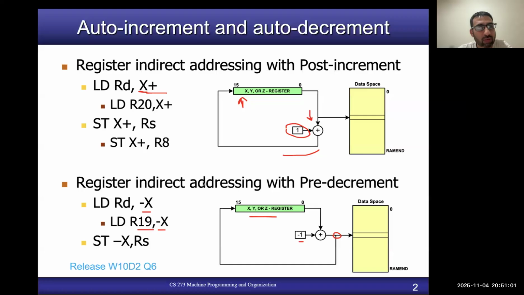So the first statement is correct. The second is also correct. The third is also correct. The fourth is incorrect. Why? Because there is no post-decrement variant, and the fourth one is using post-decrement, load R18, Y minus, right? And similarly, the last one is also incorrect because there is no pre-increment variant. Okay.